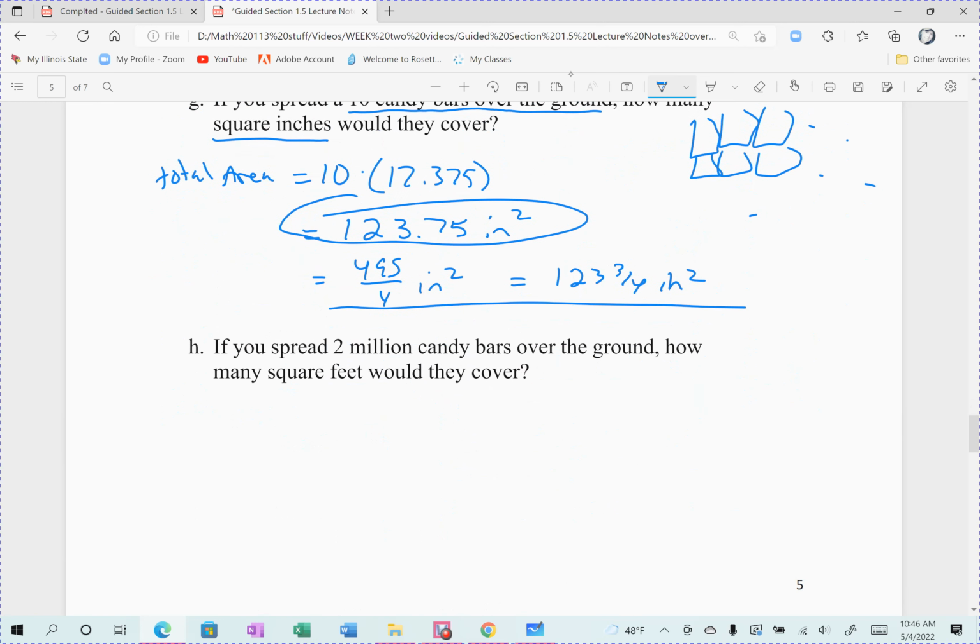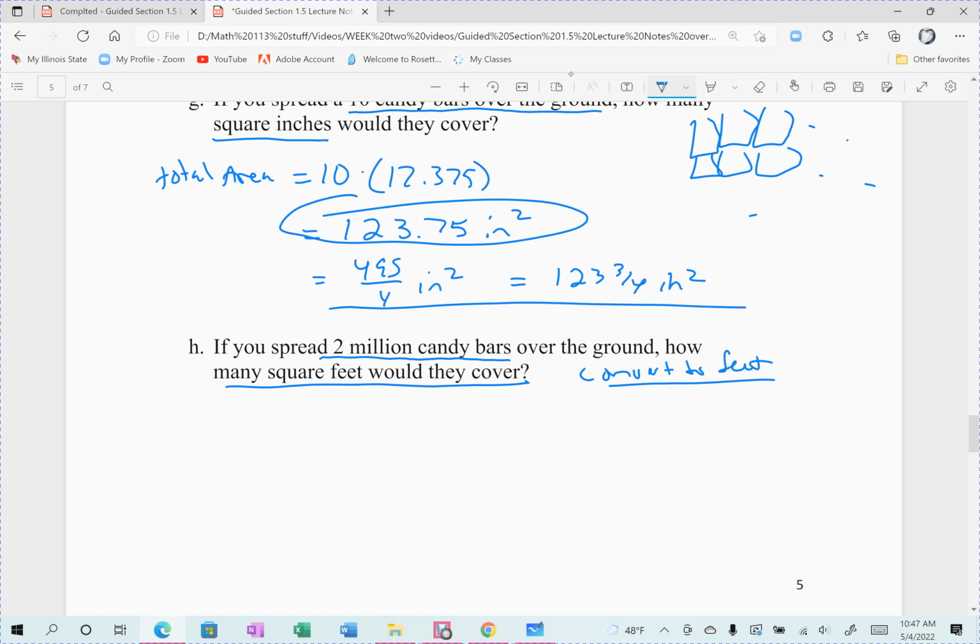All right, next one. If you spread our 2 million candy bars, how many square feet would they cover? Square feet. So this time I've got to first find it in inches, and then convert it to feet. So I've got to keep that in mind. Always read the problem carefully. It wants it in feet, so we will have to convert. I'm putting that there to remind me that I need to convert from square inches to square feet.